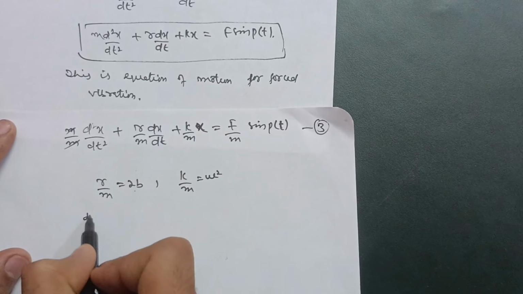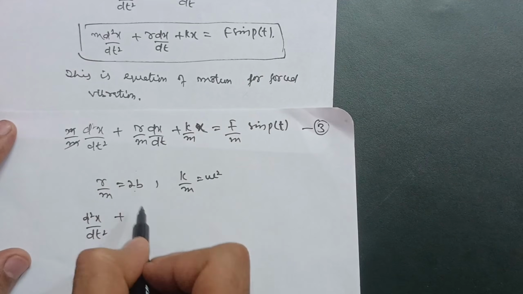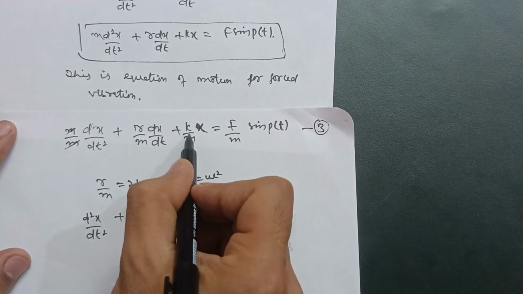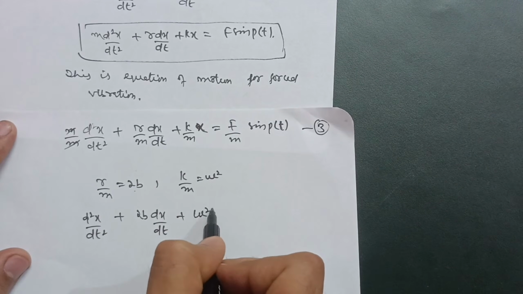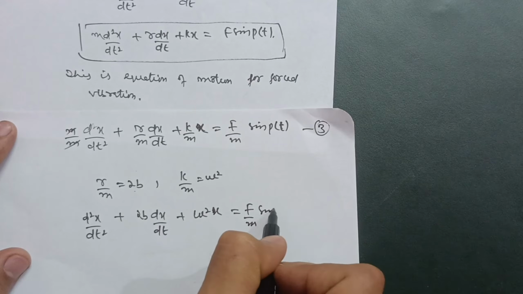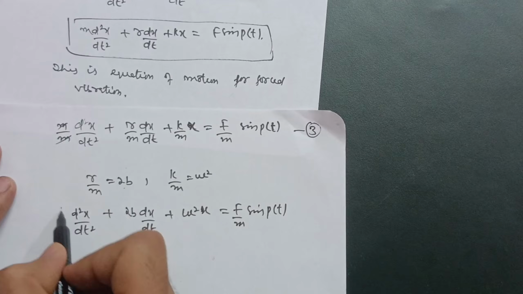Now suppose I am writing this as the third equation, it can be rewritten as d square x upon dt square plus, instead of r by m, 2b dx upon dt, plus, instead of k by m, omega square times x, is equal to f by m sine of pt. Okay, fine. So this is our differential equation now.